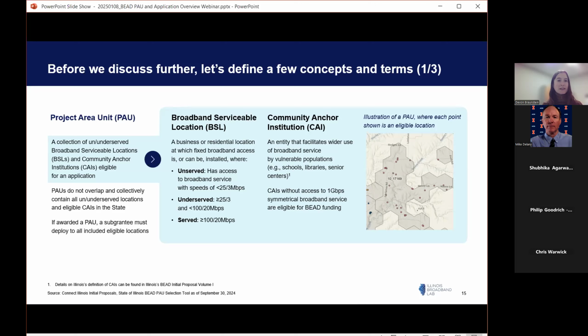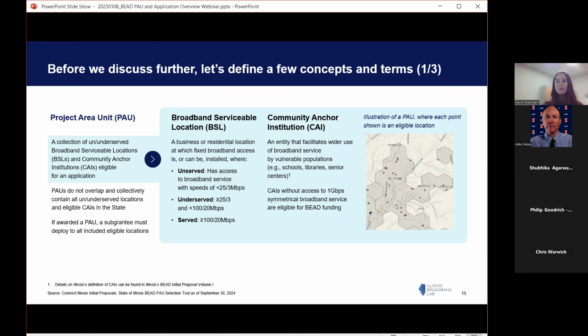This was finalized through our initial proposal, Volume 1, which has a list of what we consider PAUs and a list of what we consider CAIs, and the definition that we use to determine CAIs, and then the final list of that, I think 3,300 or so. CAIs are a product of our challenge process and our final approved data.